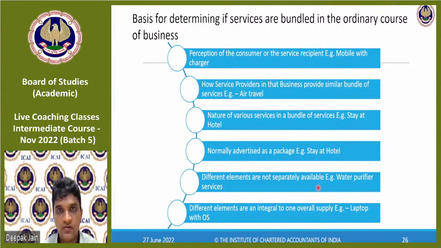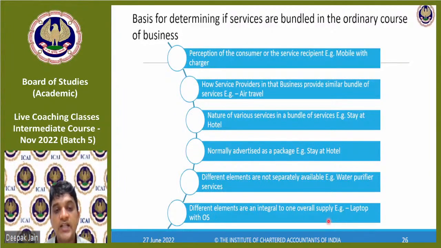Yes, there are two supplies involved. They are naturally bundled generally, right? Because when I do a servicing, generally parts also you'll buy. Then what is the principal supply? Is it the parts or the service? I'm looking for his service. So that's the principal supply. So if that is the principal supply, then the rate for that principal supply will apply on the parts also. Okay. The different elements are an integral part of one overall supply, which means when I buy a laptop, the operating system has to be there, otherwise I cannot operate it.